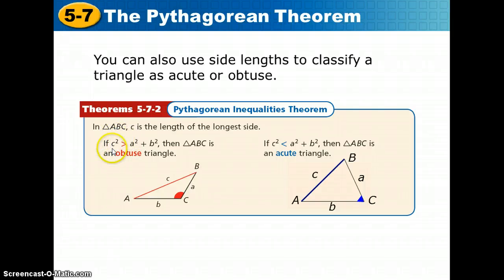If the hypotenuse squared is more than the sum of the other two sides, then we're extending that hypotenuse longer, making this angle bigger than 90 degrees, so it's an obtuse triangle. If c squared is less than a squared plus b squared, we have shortened that hypotenuse, making the angle at c smaller than 90, so it's an acute triangle.